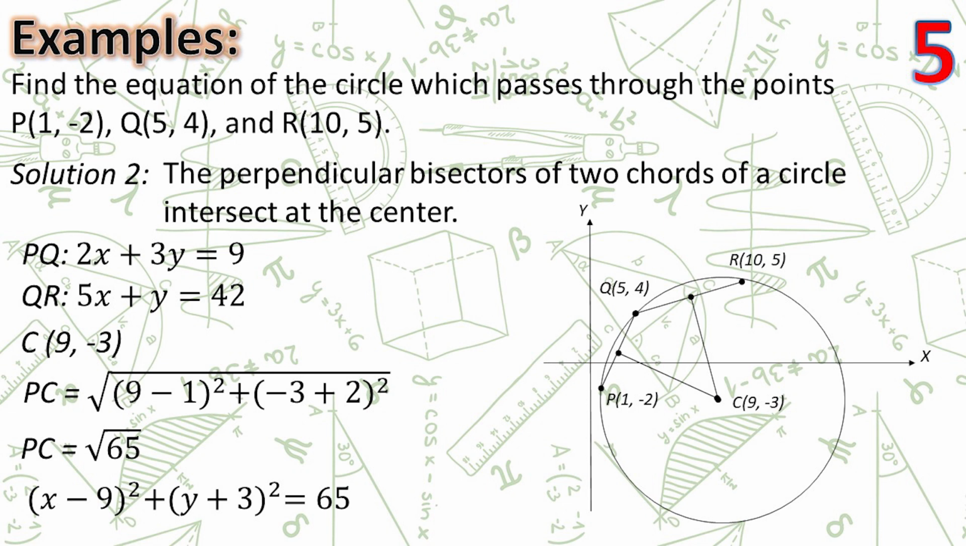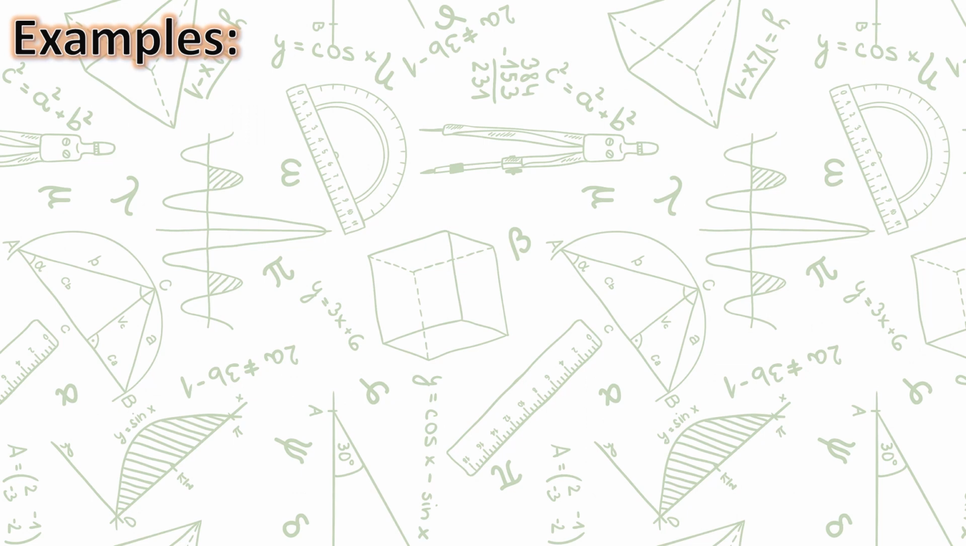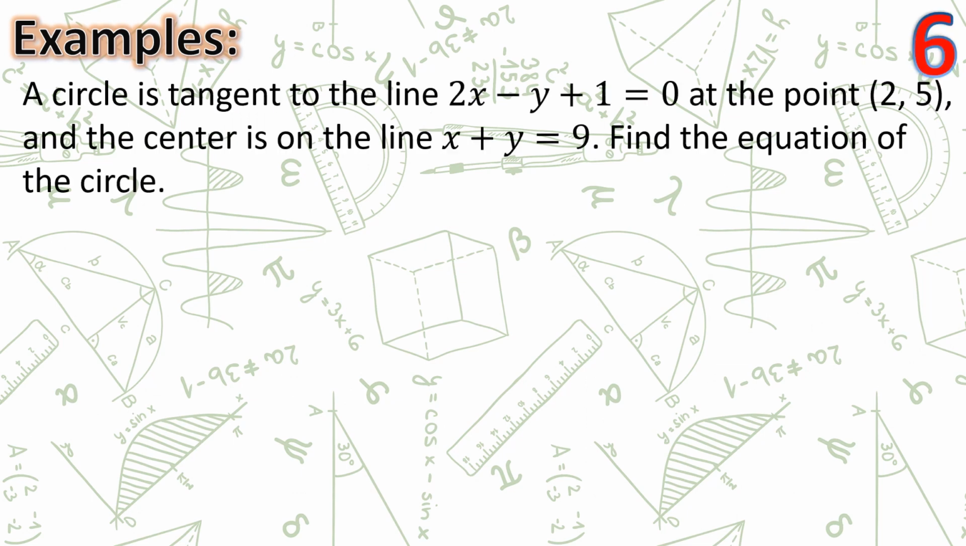Next example. A circle is tangent to the line 2x minus y plus 1 equals 0 at the point 2, 5, and the center is on the line x plus y equals 9. Find the equation of the circle. Let us do this by drawing our figure that would help us in solving the problem.